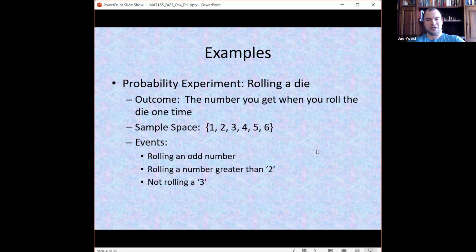So again, some examples: probability experiment, rolling a die. The outcome is the number we get when we roll the die one time. Sample space 1, 2, 3, 4, 5, 6, and some events down here.